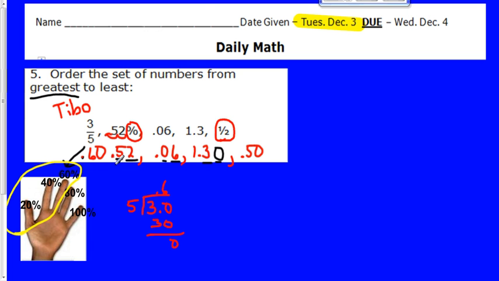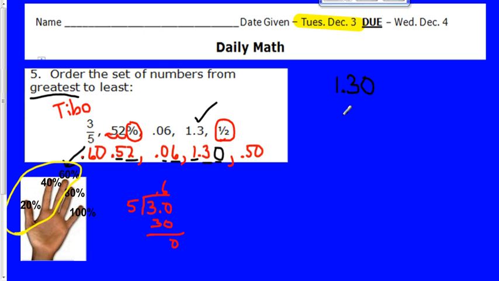Now your objective was to put them in order from greatest to least. This is 0.60, 0.52, 0.06, but this is 1.30. So the biggest would be your 1.3. The best way to do these is to line them up one on top of the other, 1.3 or 1.30. Then we have 60, 52, 6, or 50. The biggest here would be 60.